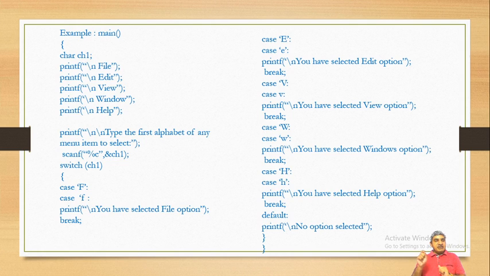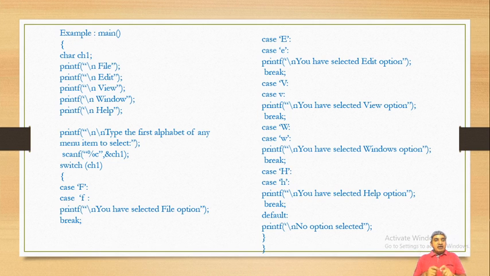Input %c. Why %c? Because our input is a character, character 1. Now switch character 1, case F. So if we give input capital F or small f, printf says you have selected file option. This message is displayed on the screen.